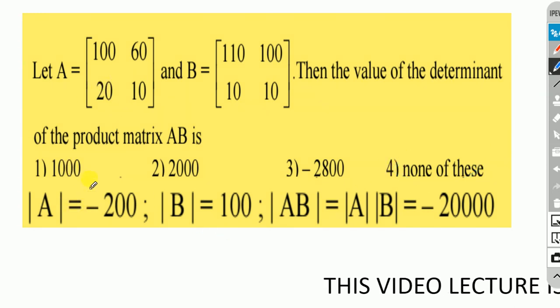The determinant of A is 100 into 10, which is 1000, and 20 into 60 is 1200. So 1000 minus 1200 is minus 200. Similarly, the determinant of B is 1100 minus 1000, which is equal to 100. The determinant of AB is the determinant of A into the determinant of B, which is minus 200 into 100, which is minus 20,000. Minus 20,000 is not among the options, so the answer is none of these for this question.